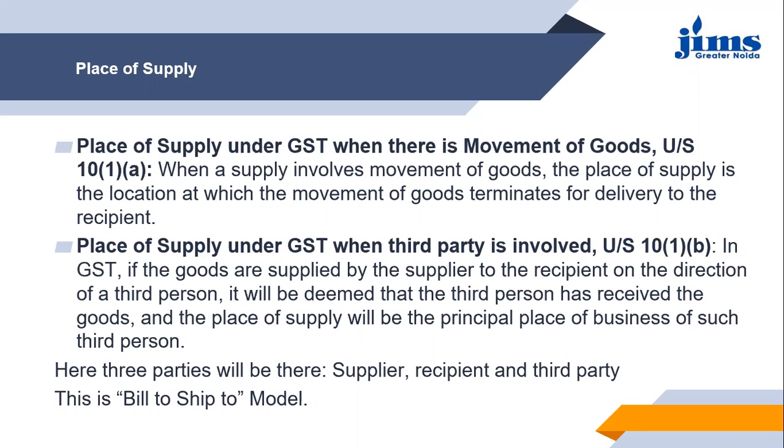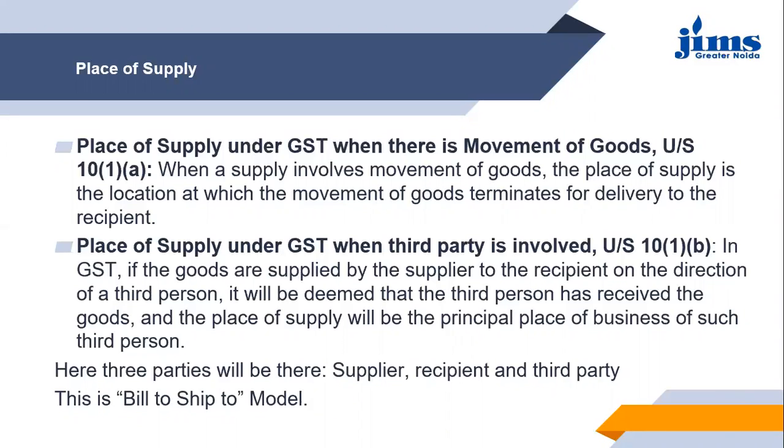Here, the person who is giving the order for the goods is different, and the person who is receiving the goods is different. So, under such a situation, there will be a third party other than the supplier and the recipient, on whose instructions the goods have been moved from one location to the other location. So, section 10, subsection 1, clause B says that in GST, if the goods are supplied by the supplier to the recipient on the direction of a third person.